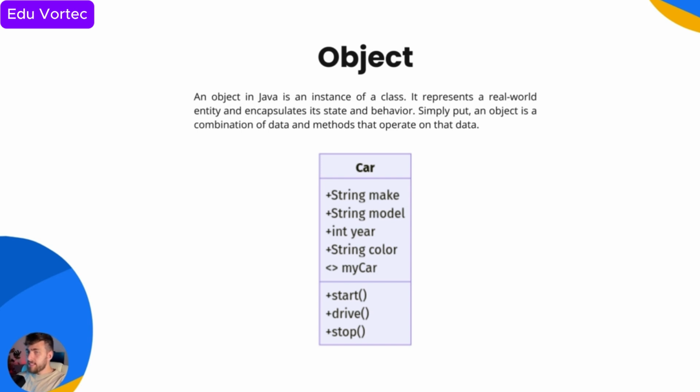A single instance of the Car class is an object of the Car class. For example, you might have an object called myCar, which is a Car object and represents your own car. In summary, an object in Java is an instance of a class and represents a real-world entity with both data and behavior. Understanding this concept is crucial to developing effective and efficient object-oriented Java programs.